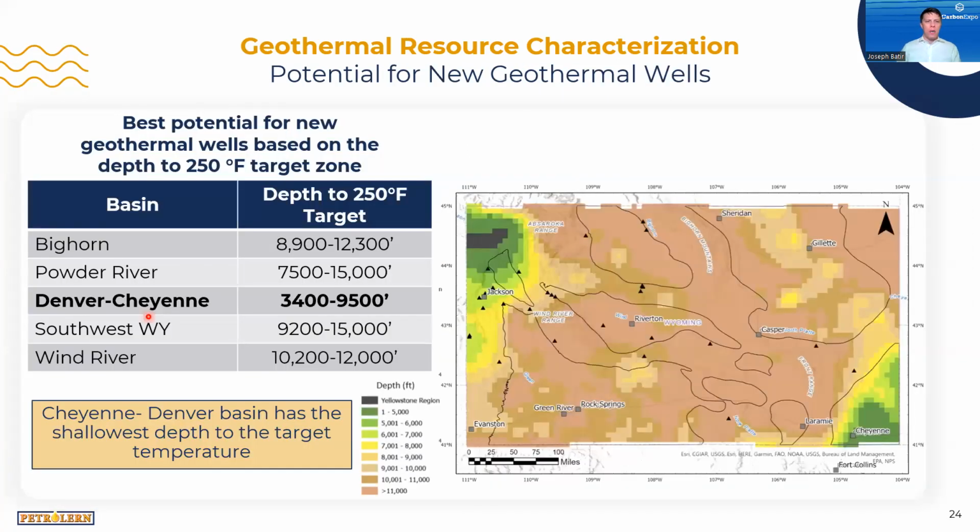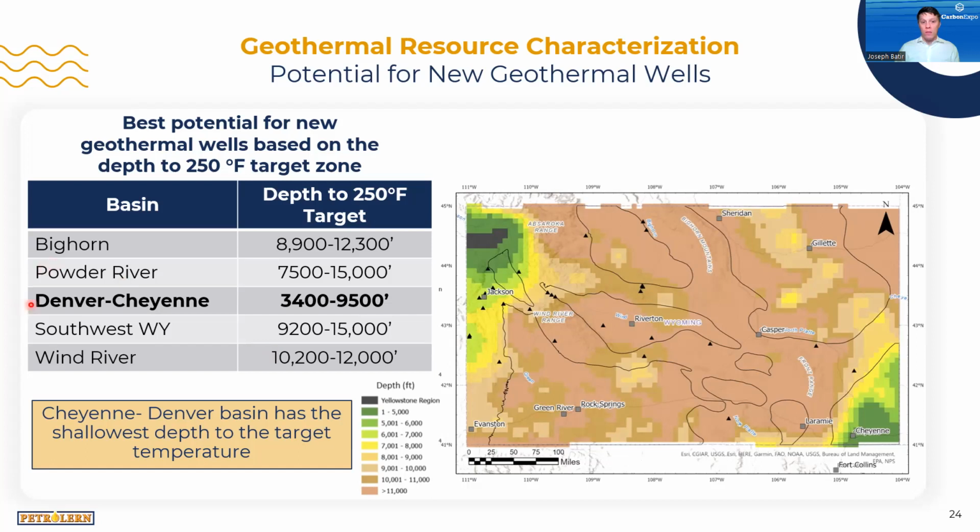One more map in here, potential for new geothermal wells. This is that same target of 125 degrees Celsius or 250 degrees Fahrenheit. Looking at this, we can start to get rough ideas of how deep we're going to need to drill to hit that temperature. On average, I would say a rough guess is 10 to 12,000 feet in general.